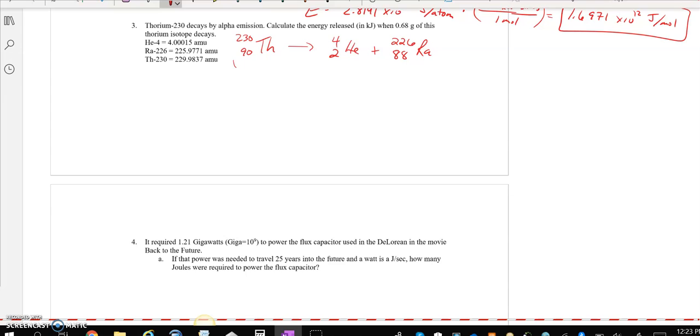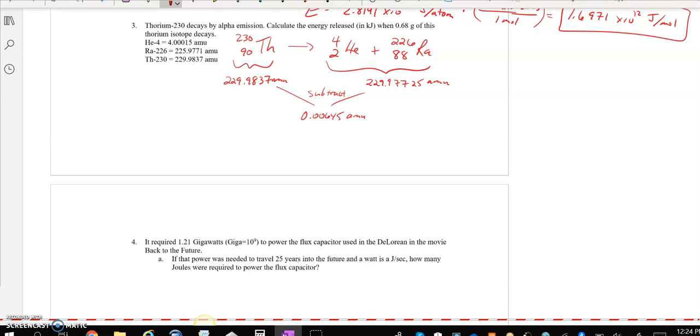Next up, we can look at the masses. The reactants' mass is 229.9837 AMUs. Our products' mass is 229.97725 AMU. Subtract our masses to get the mass defect. You get 0.00645 AMUs.